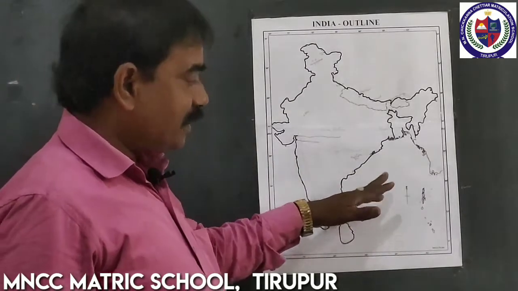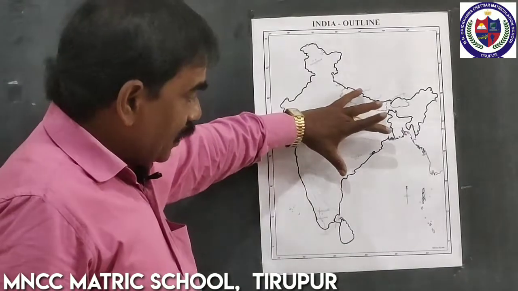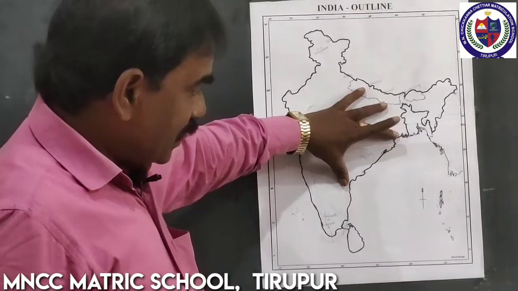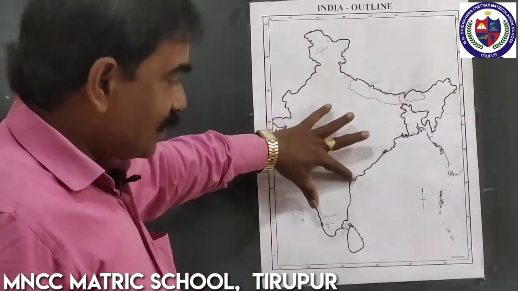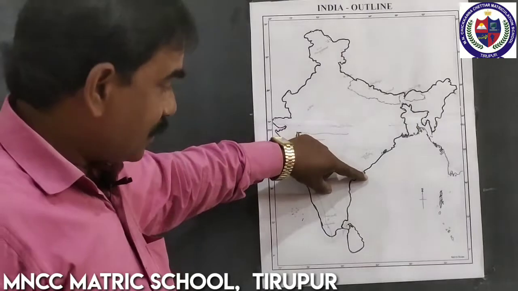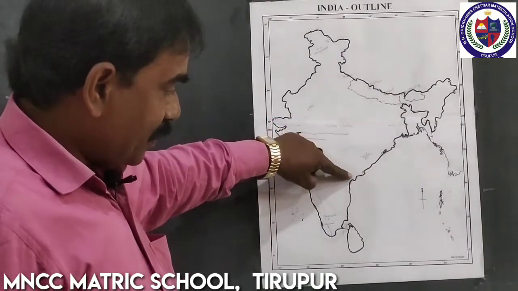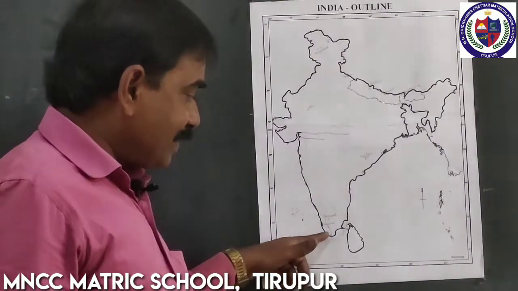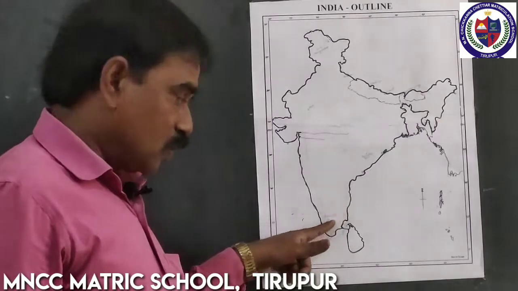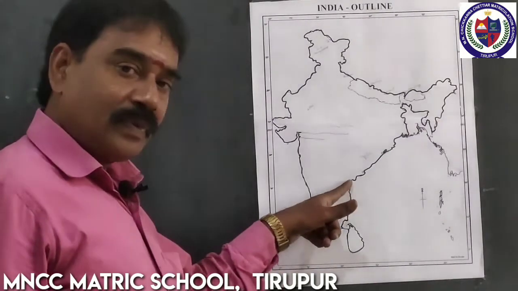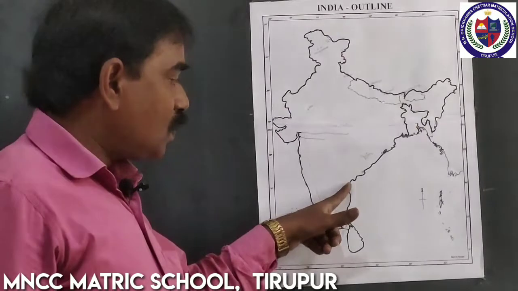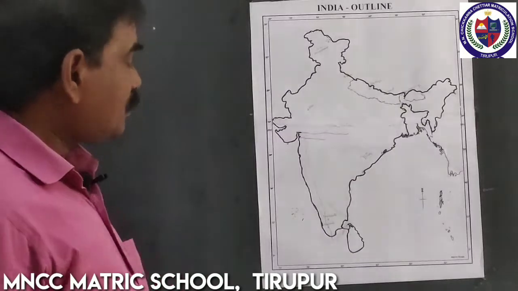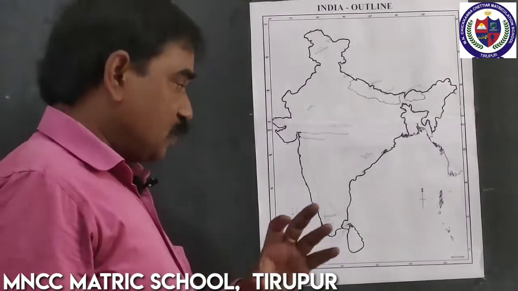Now we will come to the east. If we divide the eastern coastal plain by 2, the northern side of eastern coastal plain is called Northern Circars, from here to here, and the southern side of eastern coastal plain is called Coromandel coast, from here up to here. This is Northern Circars.